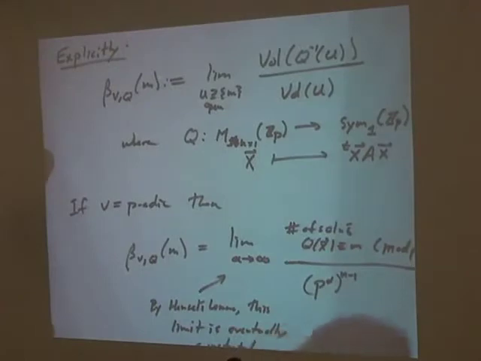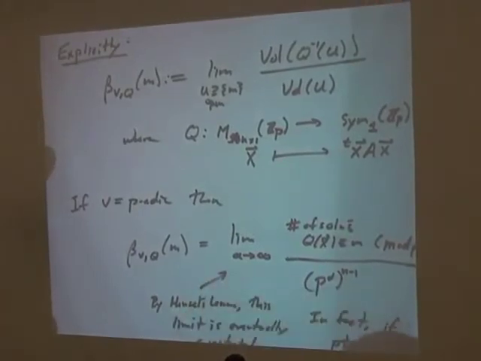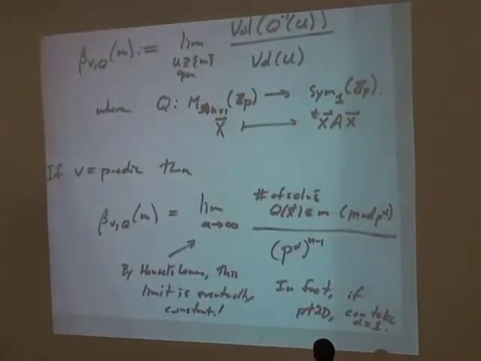And in fact, if p does not divide 2 times the determinant, or the level of the quadratic form, you can take alpha to be equal to 1. So if you're away from finitely many primes, then you can just count the solutions mod p, and that will allow you to evaluate these densities.